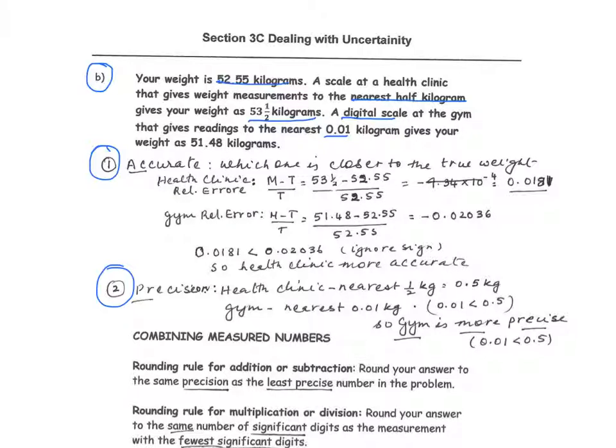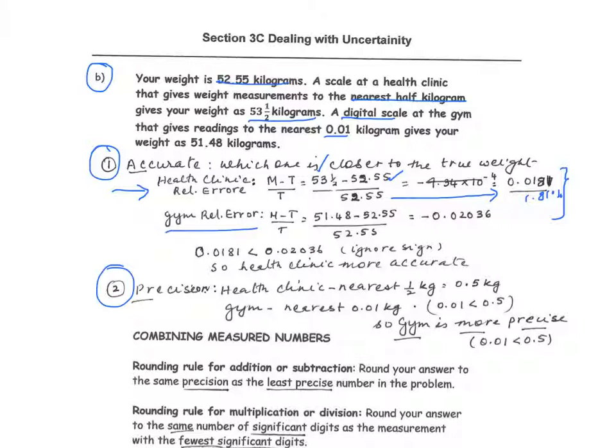So comparing accuracy would be possible only if we figured out what the relative errors in each case are. So the health clinic relative error is measured minus true over true. We take the true weight to be 52.55 and the measured weight to be 53.5. Doing the calculations, we get 0.0181, which is about 1.81%.